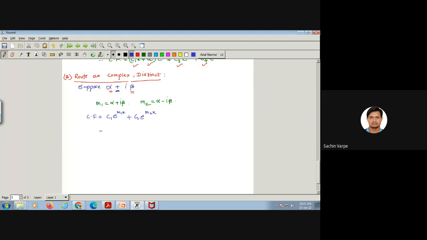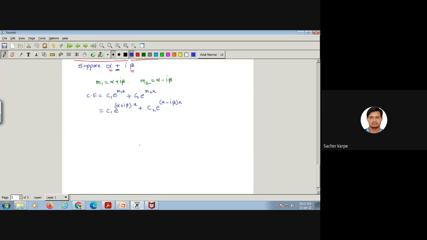So when we substitute m1 and m2 here, that is C1 e to the power m1. m1 क्या होता है? m1 is alpha plus I beta times x plus C2 e to the power m2. m2 is alpha minus I beta times x, right? So that can be written as C1 e to the power alpha x e to the power I beta x plus C2 e to the power alpha x e to the power minus I beta x, right?